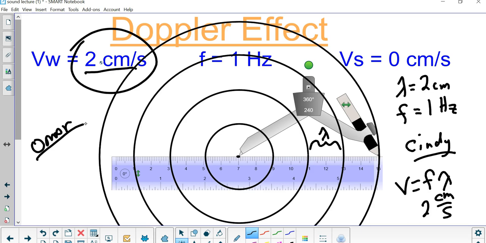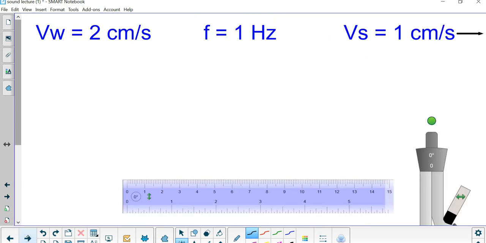Okay, now let's take a look at the next scenario. This next scenario, almost everything's the same. The frequency is still 1 hertz. The speed of the wave, the speed of the water wave would be 2 centimeters per second. But now the source, your hand, is going to be moving to the right at 1 centimeter per second.